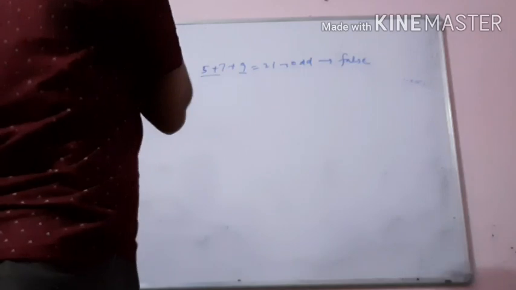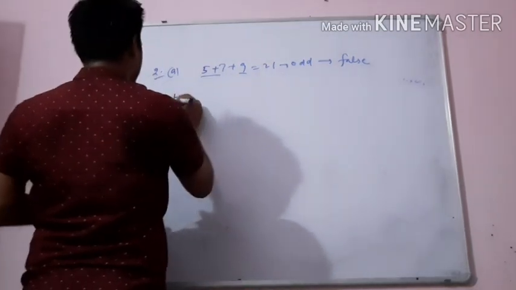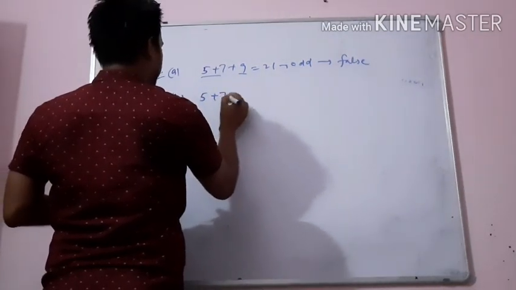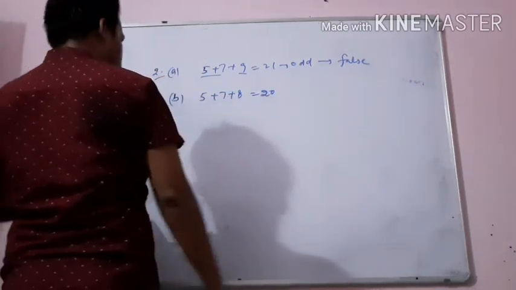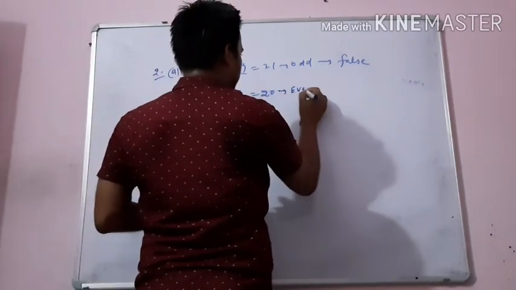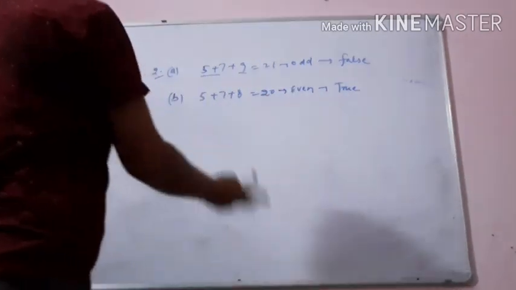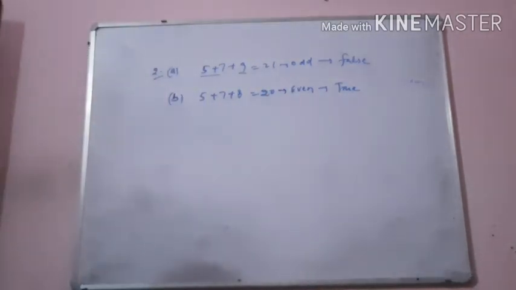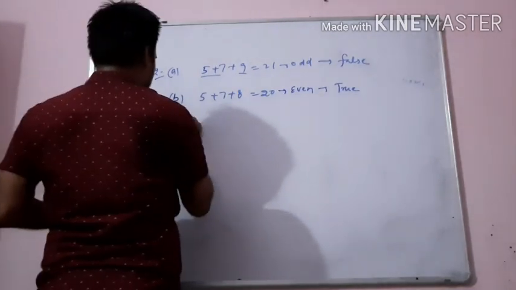Second, sum of two odd numbers and one even number is even. We take 5 plus 7 plus 8. That is 20, so it will be even. So true. Sum of two odd numbers plus one even number will always be even. Remember it. Now moving to statement number C.